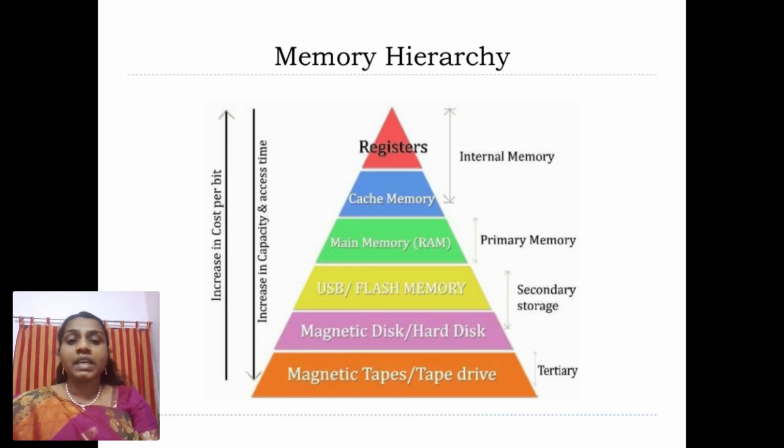Okay, so the secondary storage, you can use your USBs, your flash drives, your hard disk, your magnetic disk, or your secondary storage devices, whatever you use externally other than the inbuilt memory. Your primary is your main memory, which is your RAM, that is random access memory. Next is your internal memory that has registers and cache memory. Cache memory is your temporarily stored memory.